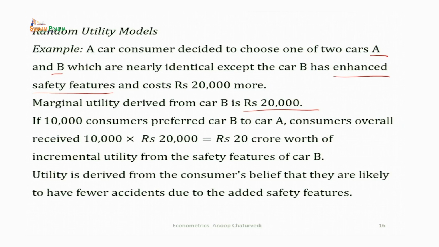And suppose 10,000 customers preferred car B to car A. So, consumers overall received 10,000, the total number of customers who opted for car B over car A, multiplied by ₹20,000. 20,000 is the marginal utility for each customer. So, total utility for all these customers is, say, 10,000 into 20,000, equal to ₹20 crore worth of incremental utility from the safety features of car B.